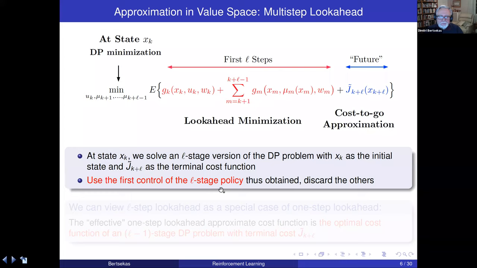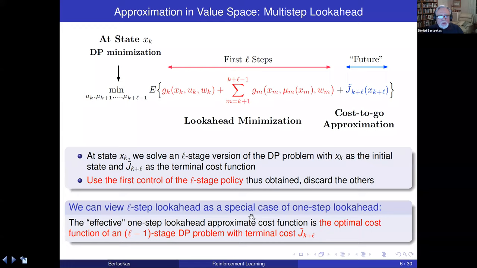So that's the way this multi-step look-ahead scheme works. And one point that I want to make here is that conceptually, this is not different than one-step look-ahead. Basically, we minimize the cost of the current stage plus some J tilde. And this J tilde involves minimization over L minus one steps plus an approximate cost to go. So the effective one-step look-ahead approximate cost function here is the optimal cost function of the L minus one stages dynamic programming problem with terminal cost, this J tilde over here.